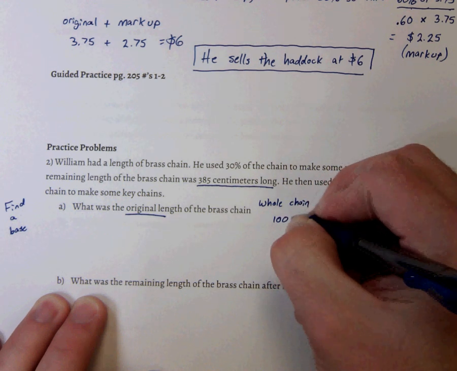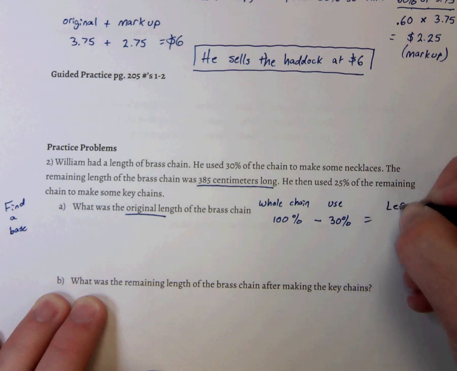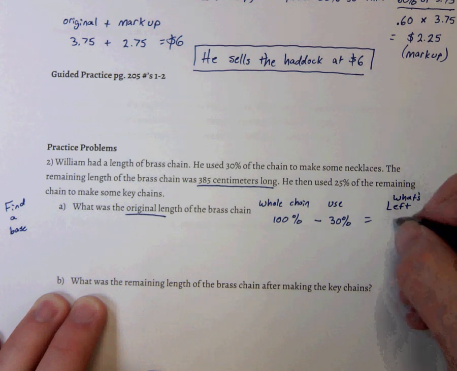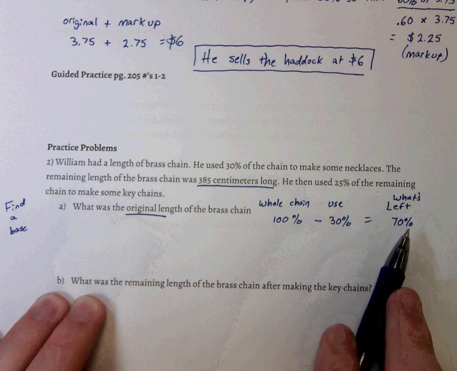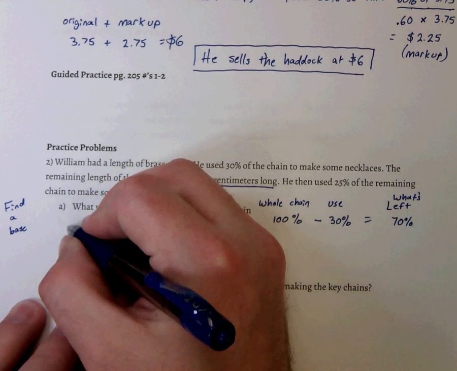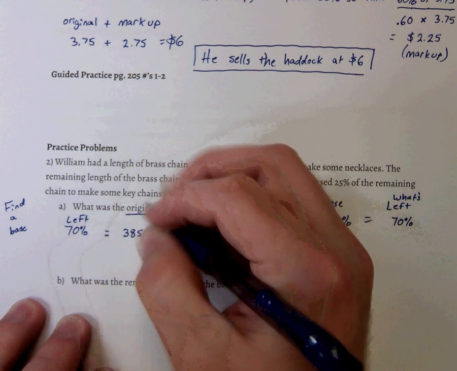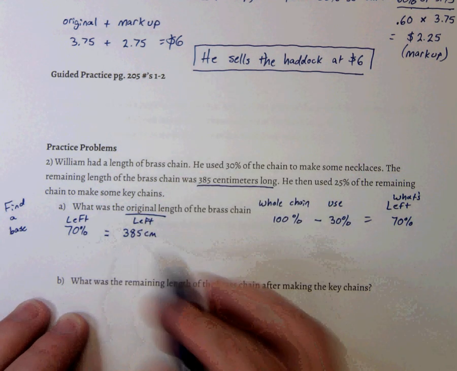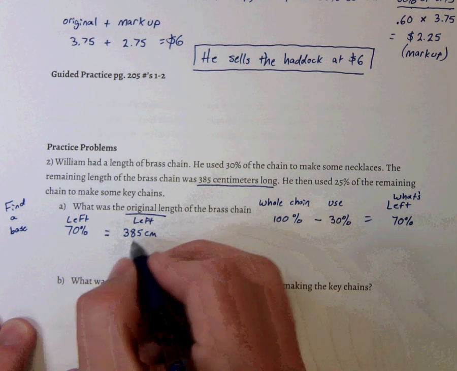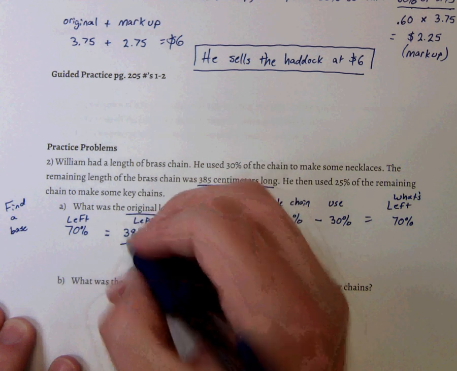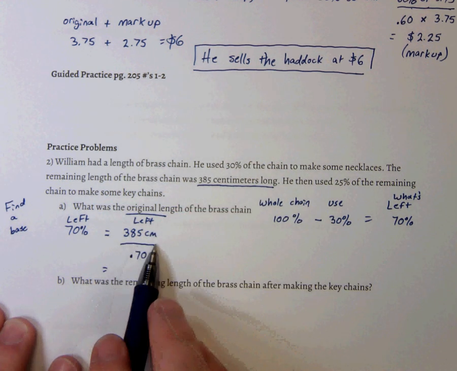So, I know that I have 385 centimeters remaining, and I know I have 70% remaining. So, that means 70% is the same as 385. This is what's left. Because they're both what's left, they're the same thing. So, what do you do when you have a percentage equal to a number? You're going to divide. You're going to take your number, and you're going to divide by the percentage in decimal form. In this case, 70 hundredths. 385 divided by 70 hundredths will give you 550 centimeters. Again, we are allowed to use a calculator, so just type that in and you get 550. So, the chain was 550 centimeters long.